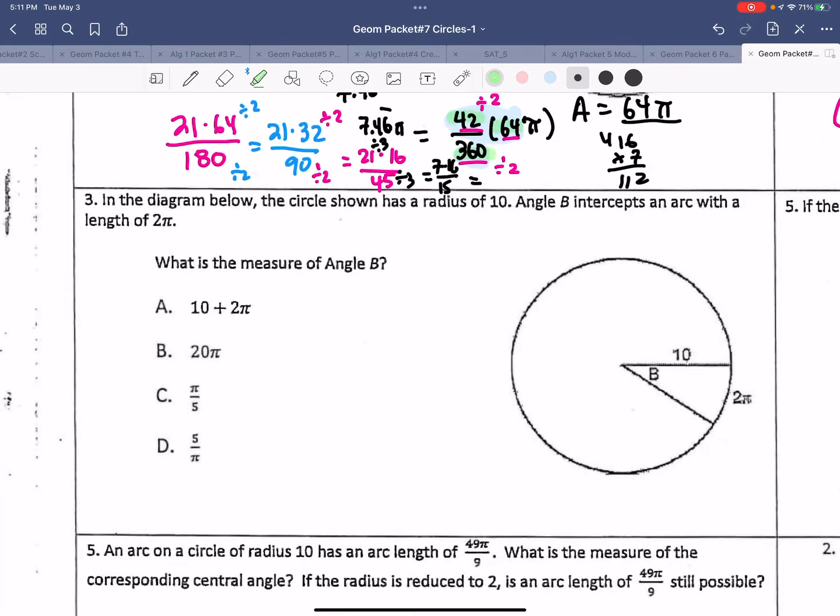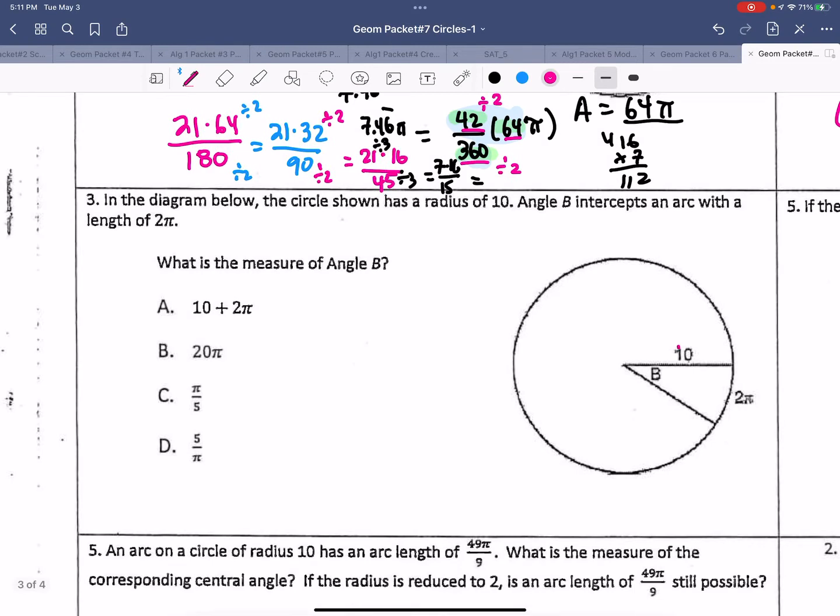Question number 3. In the diagram below, the circle shown has a radius of 10. Okay? And the angle intercepted by the arc with the length of 2 pi. All right, so here we think about 2 pi as the number 6.28. So however many units long, maybe it's centimeters or millimeters, it's about 6.28 units long. That's how long that arc length is, okay? Now, the angle B intercepts an arc with a length of 2 pi. What is the measure of angle B? Okay, so they want to know what this angle is. That's our central angle, right?